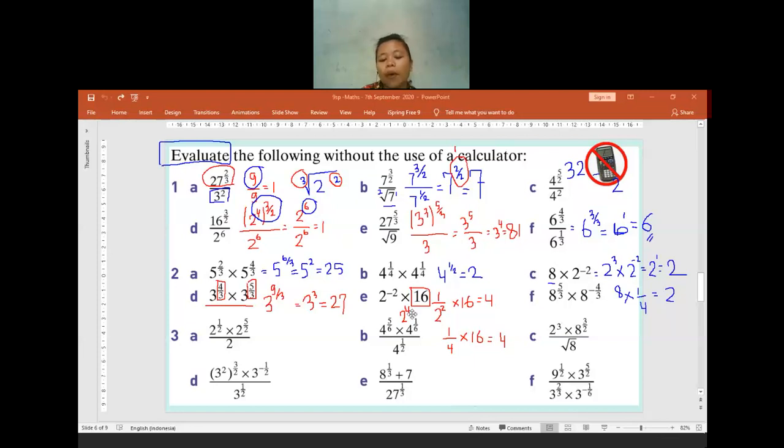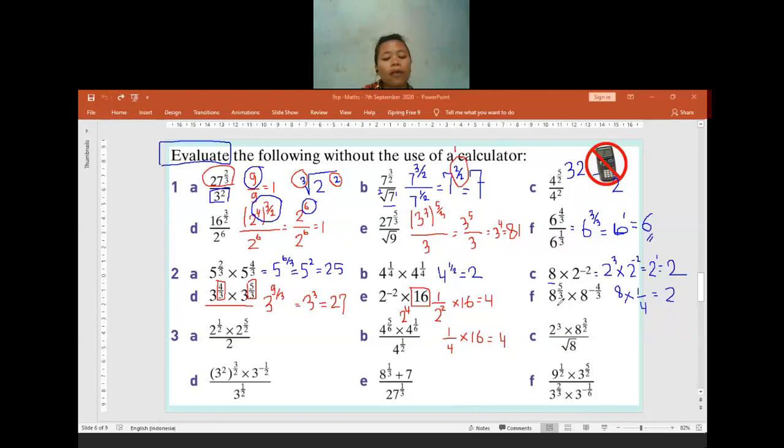Multiplication, we add the power. Negative 2 plus 4, the answer will be 2. 2 to the power of 2, the answer will be equals to 4 still. So there are two methods. Either one it's okay. You can pick which one that is more comfortable for you. Is there anyone having any questions so far? No? Okay. If you have no question, let us move to the question F.